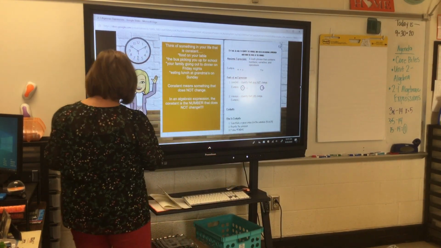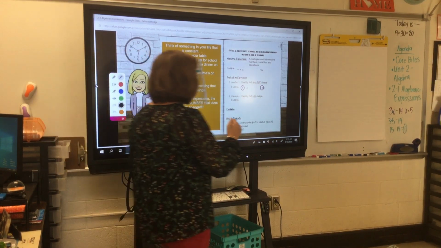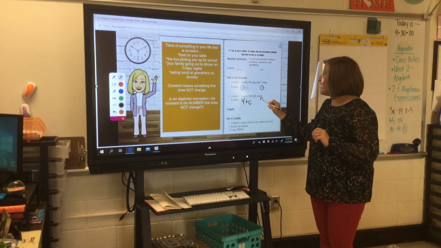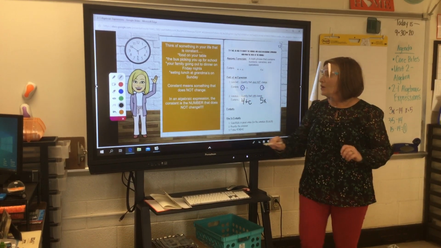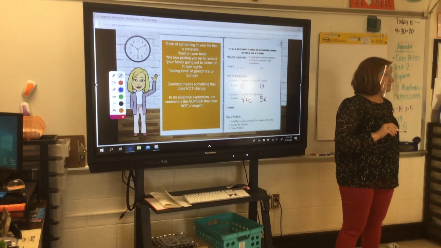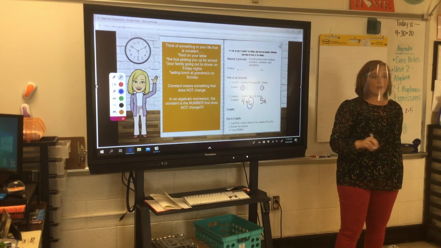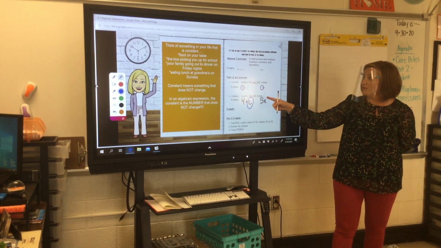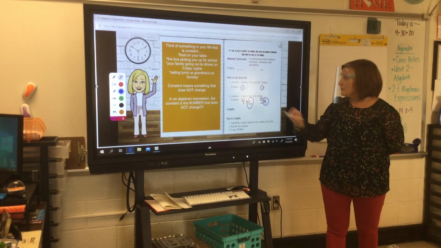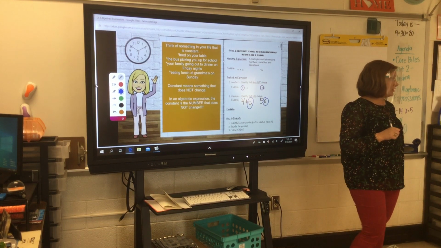Okay. So if we look at our examples and we use the same two, we have 4 plus c and 5x. What's going to be my variable for 4 plus c? C. C is my variable. What's going to be my variable for 5 times x? The x. Okay, the x is the variable. It's the one that can change.